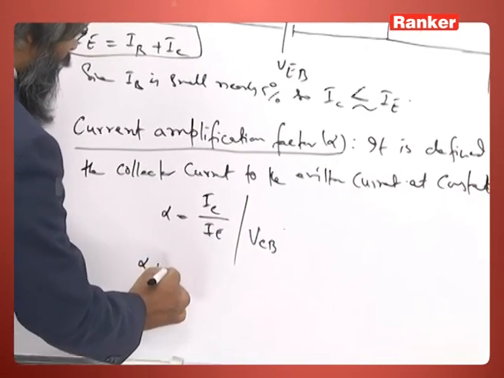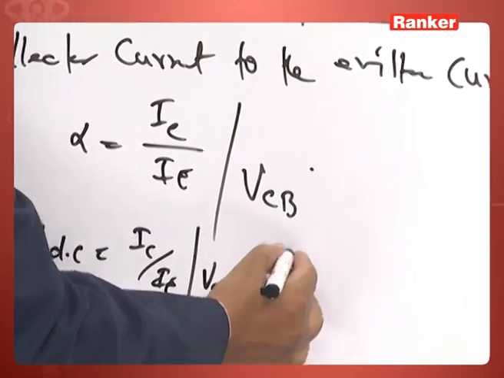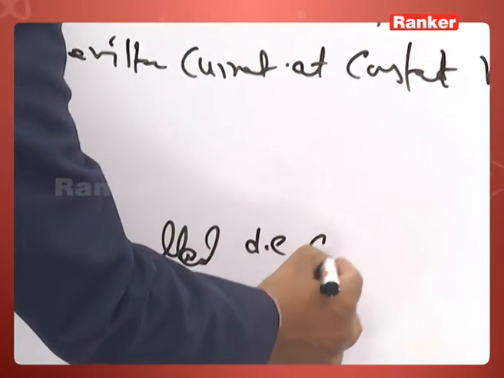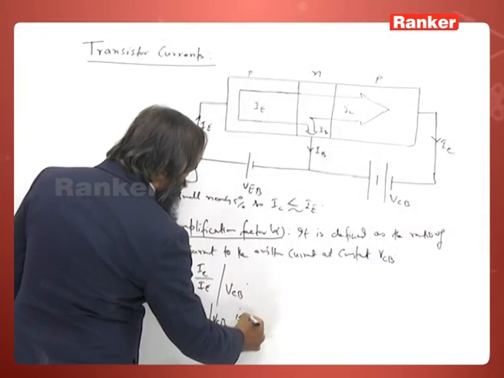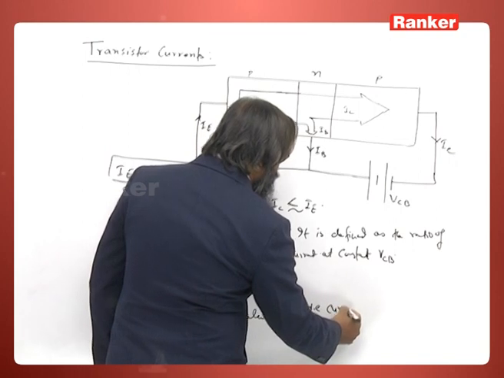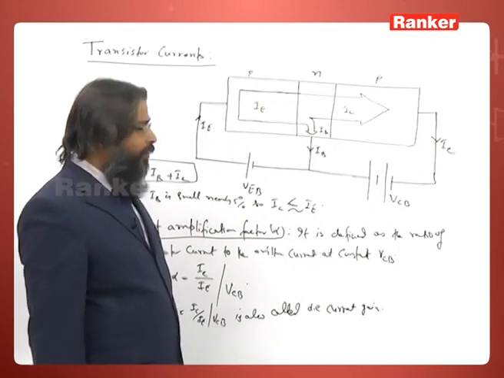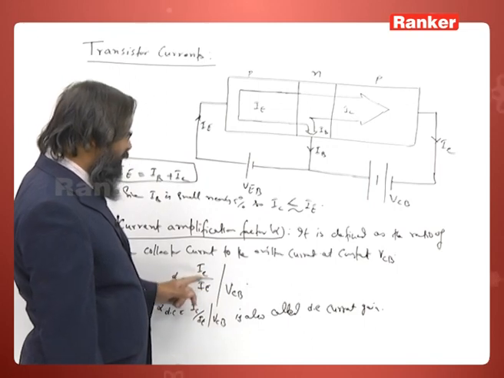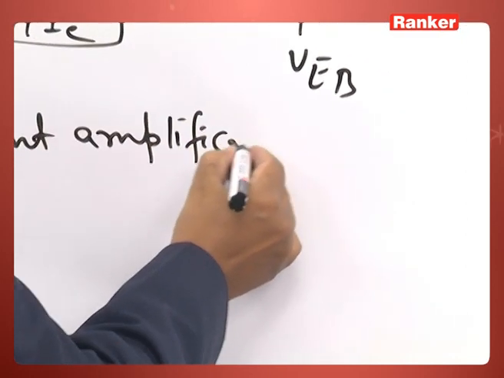Since here we have applied DC voltage, we sometimes write this as alpha DC. Alpha DC is IC by IE at constant VCB, also called DC current gain. You see alpha is less than 1, because IE is always greater than IC. So, alpha is less than 1.